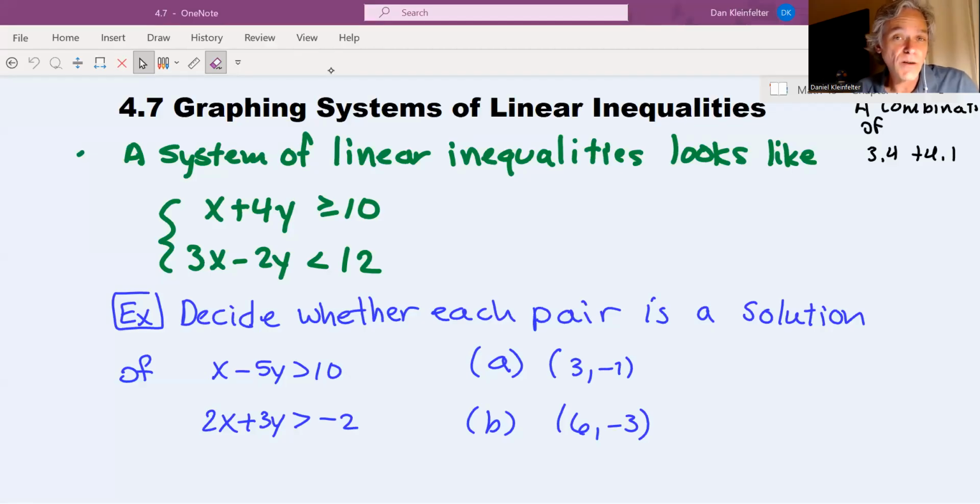Welcome back. In this video, we're going to finish up Chapter 4 by doing Section 4.7, which is about systems of linear inequalities in two variables. So the overall plan is to see what exactly that is. What is a system of linear inequalities in two variables? What are the solutions like? And then how do you go about finding them?